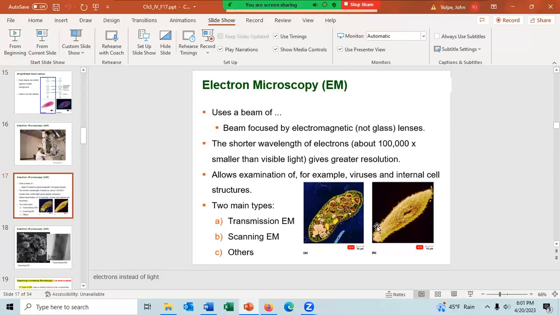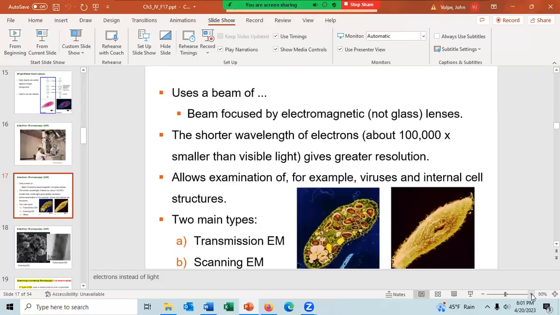What do you notice between these two pictures? What's different between them? You can see a difference right here. What are we looking at here? What are we looking at there? Come on, don't be shy. Nobody notices a difference? You should.